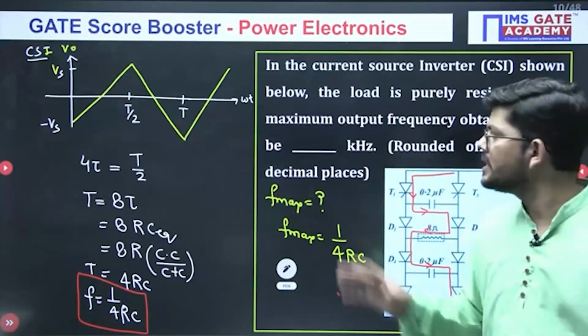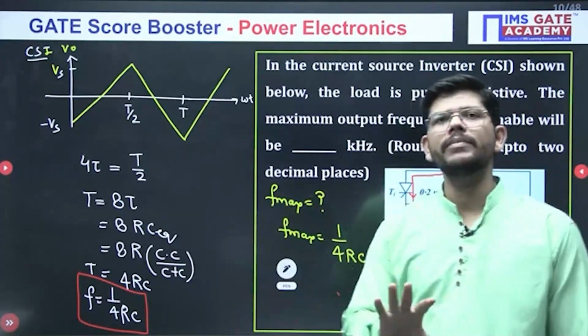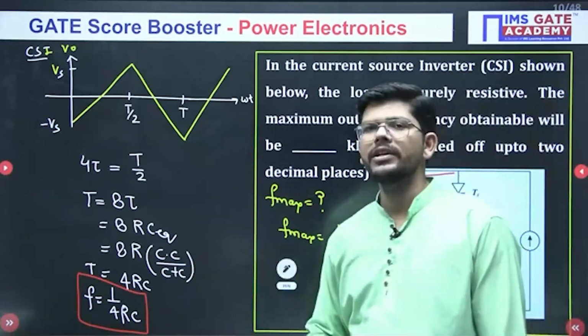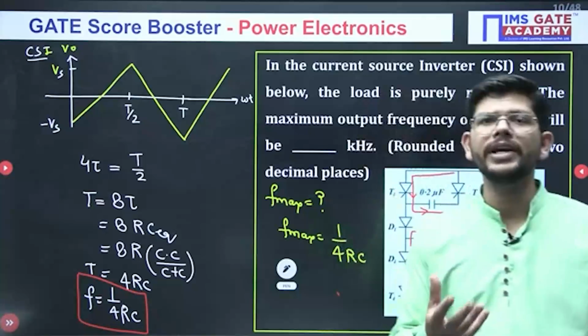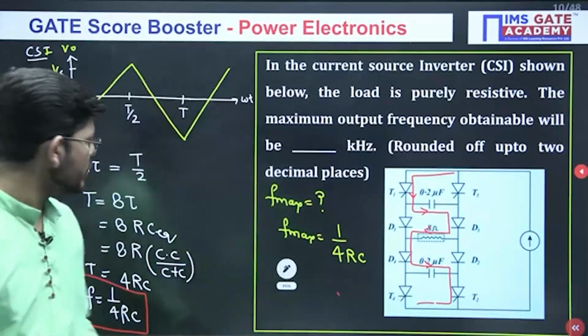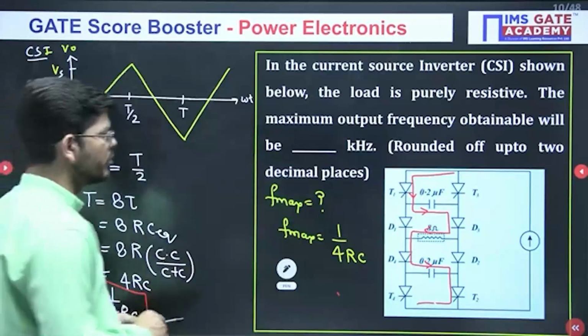Now, GATE authority may give you a question like this in which the C might have different values. Then what will you do? You won't be able to apply this formula directly. You will be in a dilemma about which capacitor has to be chosen. Then this analysis will be helpful to you.